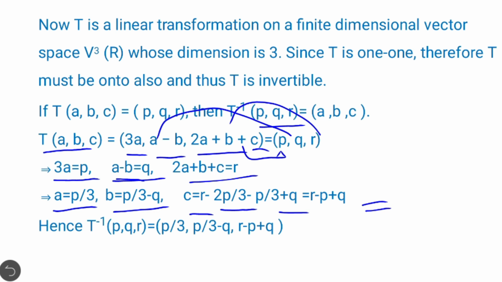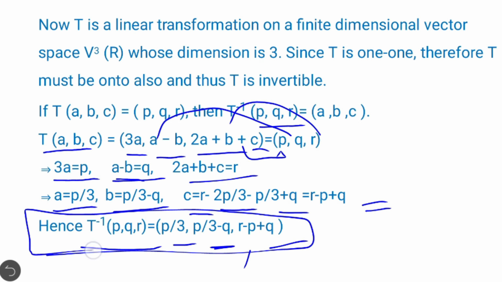Hence, the value of T inverse (p, q, r) is (p by 3, p by 3 minus q, r minus p plus q). This is our value of T inverse.